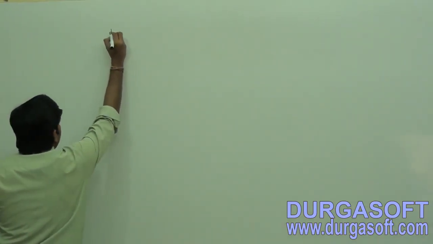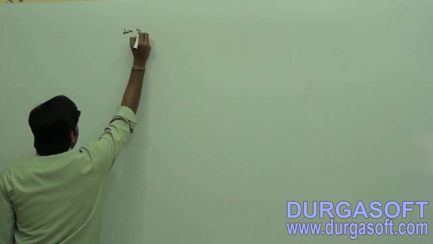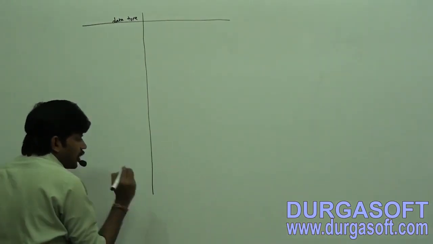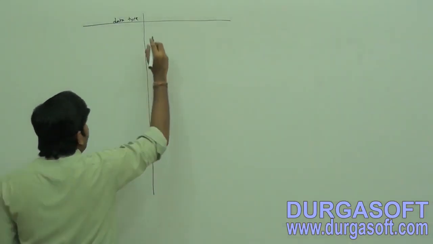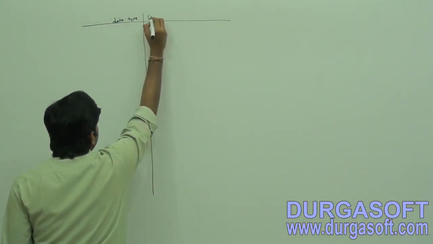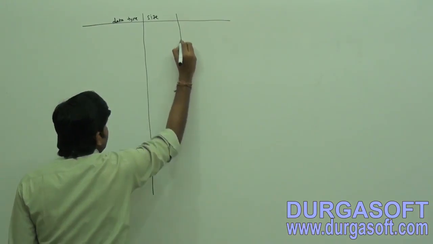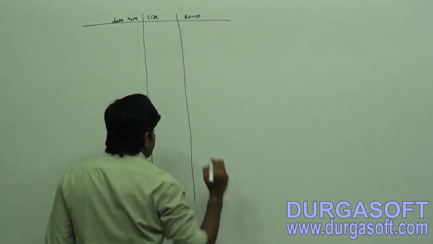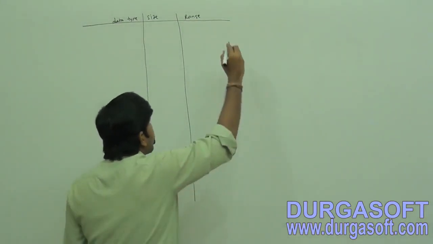Sir, data type. Okay, next, what is the size? You know what the size is. Next, what is the range? What is the size, what is the range?